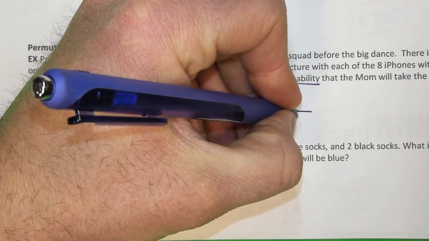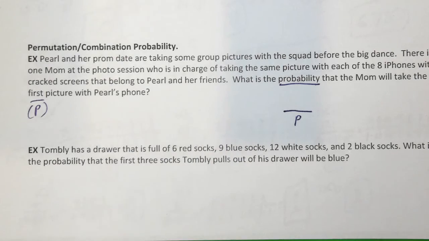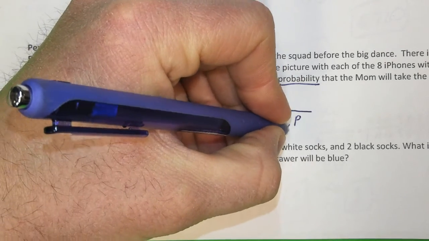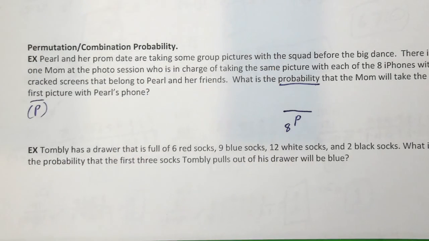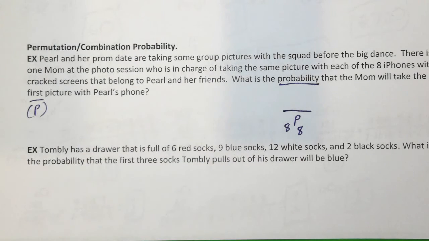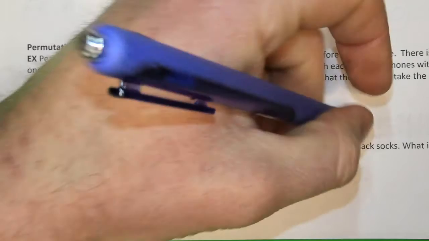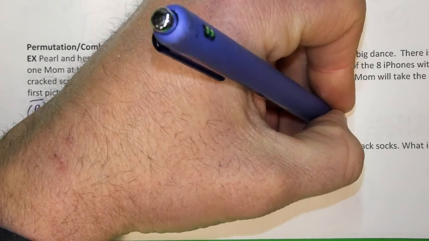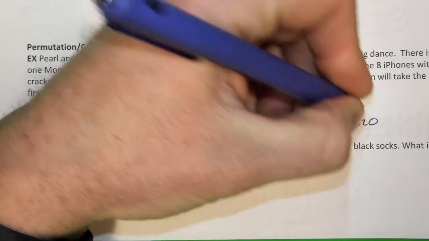So we are talking about a permutation right here, and the deal is that there are 8 phones that are available to us, and we will be choosing all 8 of them. This mom is not going to snub any of the kids and ignore their phone. She's going to use them all so everybody's got the same great pictures. So we will be using all of them. That's your denominator. That's your total number of outcomes, which is actually quite large. That's going to be 40,320.